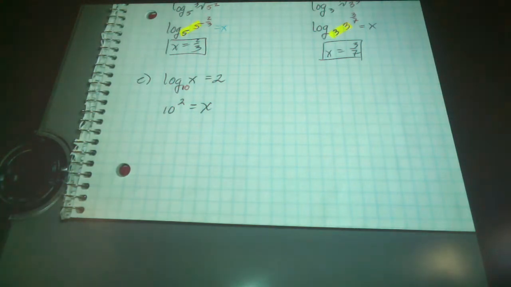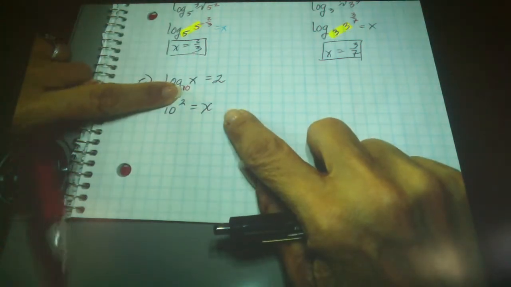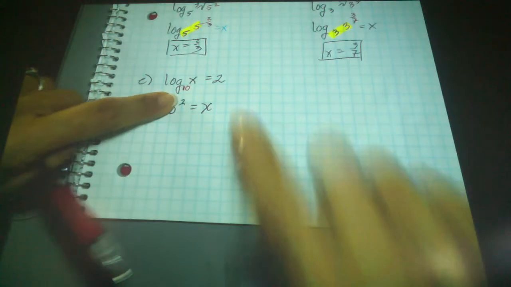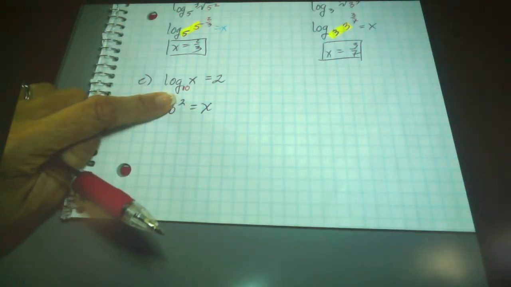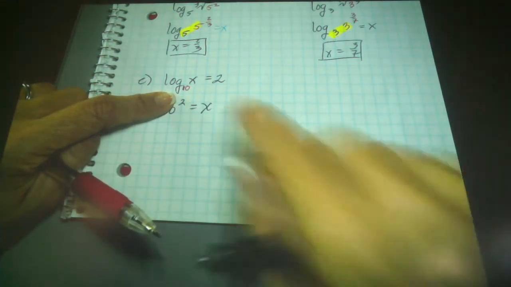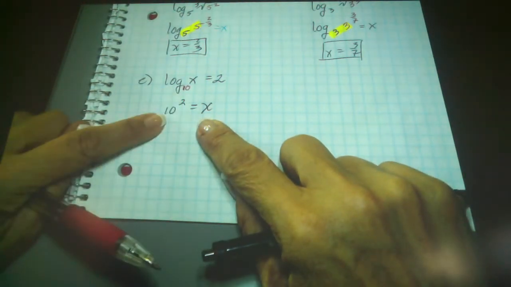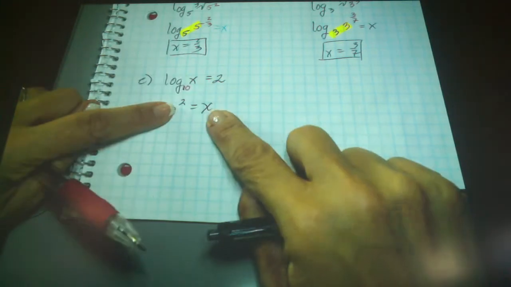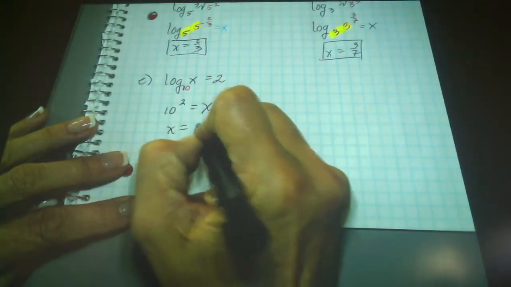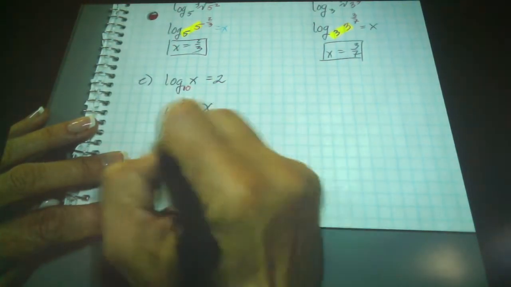Wait, why is... So I took my base. So where did we get the 10? Because if it's not there, it's understood. Remember, that's our common base. So if they don't write the base, it's understood that it's 10. So we want to always write in that base so that we see it, so that we can convert to exponential. And so that base of 10 goes here, and then I switch those two. So now x is equal to 10 times 10, which is 100.